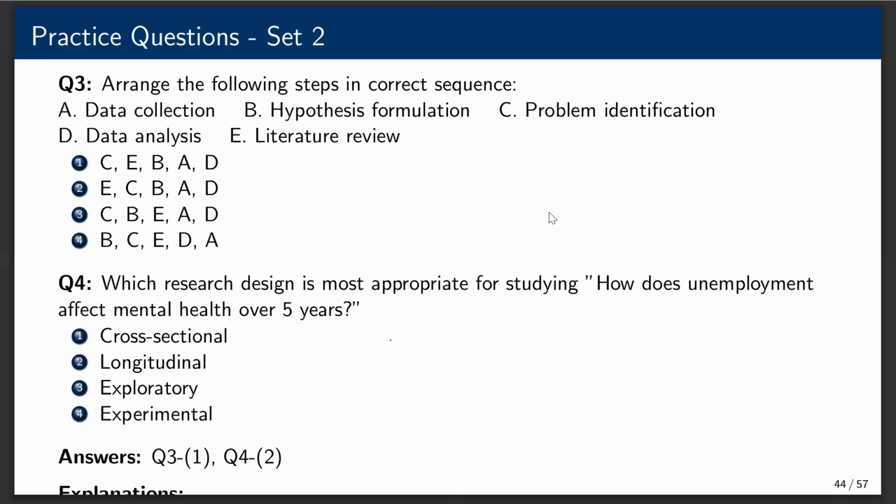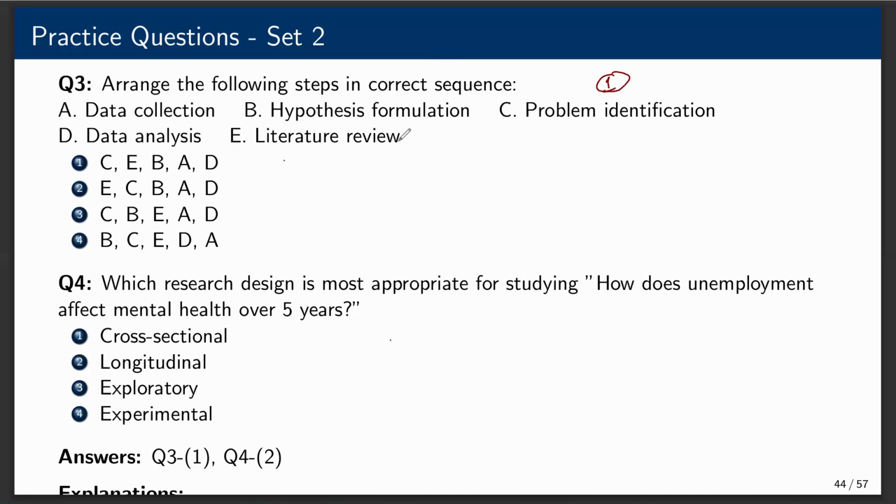Arrange the following steps in correct sequence: data collection, hypothesis formulation, problem identification, data analysis, and literature review. Please do it. First, which one? Tell me. Problem identification is the first. Ajay, very good. Ajay is a very active member of our group. Then, after identifying the problem, what will you be doing? Literature review. Very good.